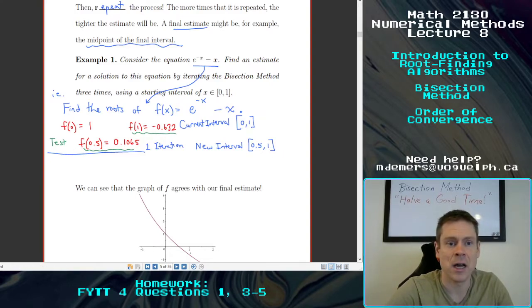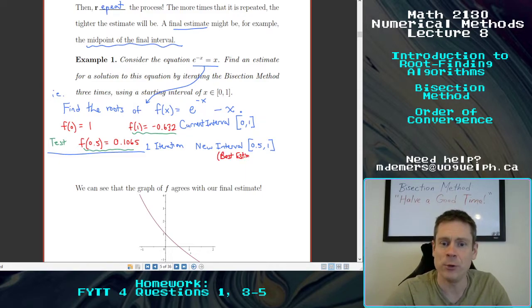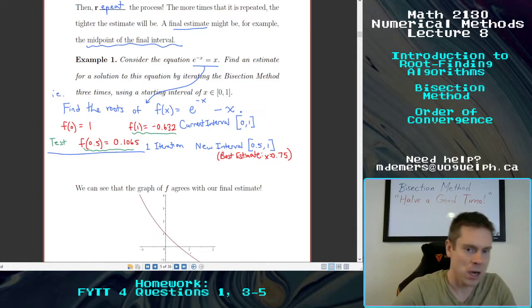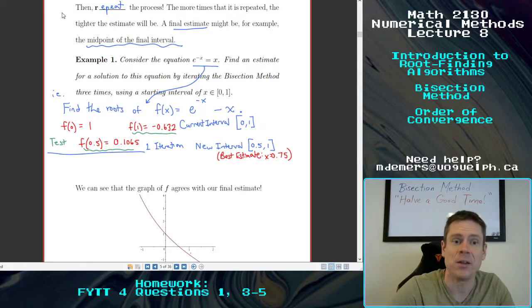And I want to keep a little bit of track of some different things here. This is going to give a best estimate if we use that midpoint, as I said before, x equals 0.75. All right, so let's keep going. That's one iteration, and then we repeat. It says 3 times. So I'm going to stay organized here. I'm going to use both of those sides.